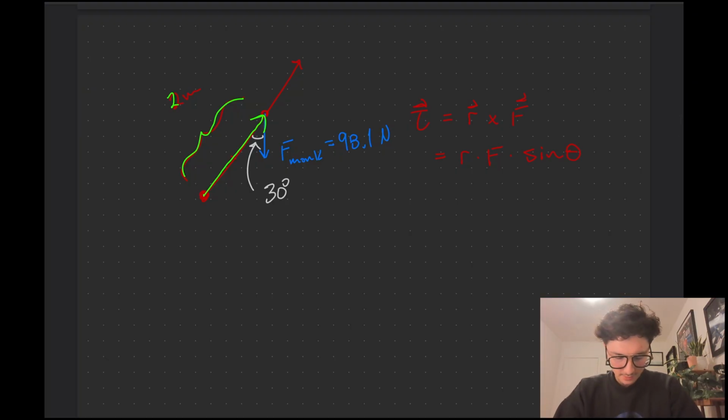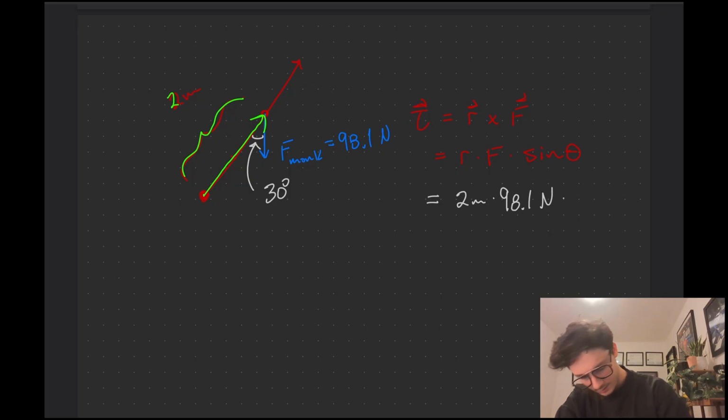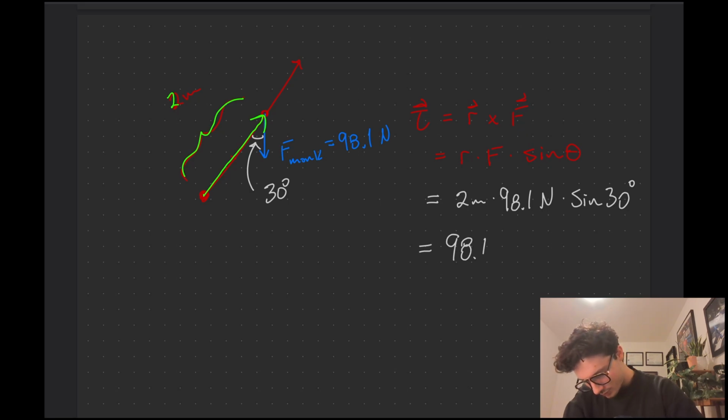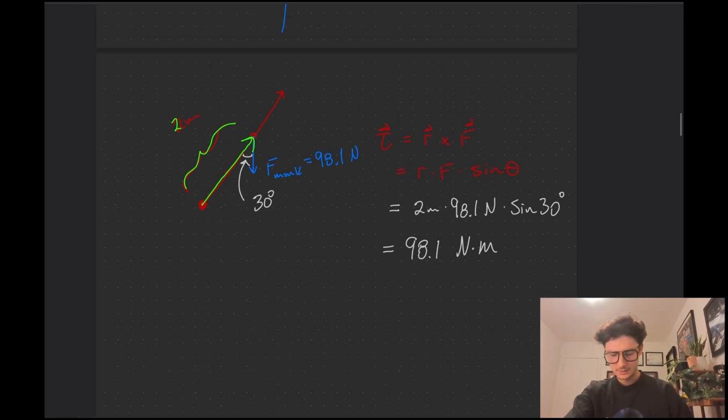How does the torque even help us? Do we do torque conservation or something like this? Okay, so we have 2 meters times 98.1 newtons times sine of 30. I think sine of 30 is 0.5. Sine of 30 degrees, yeah, 0.5. And then 0.5 times 2 is just 1, times 98.1. It's just 98.1 newton meters. Now, how do we use this actually?